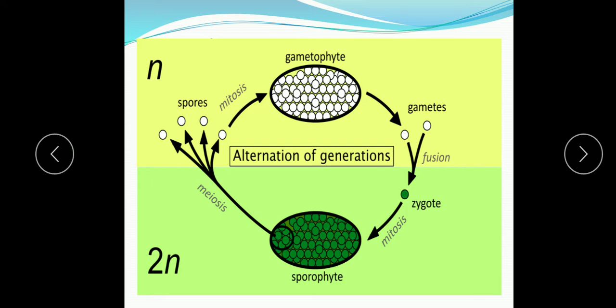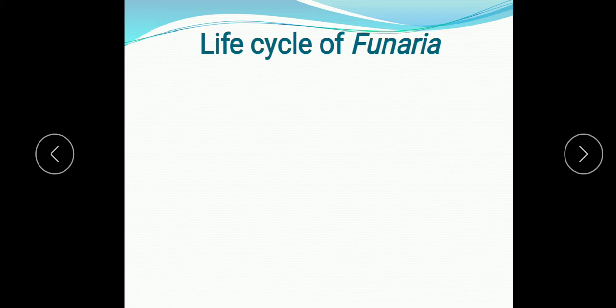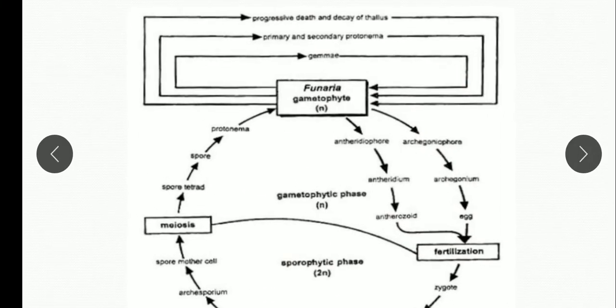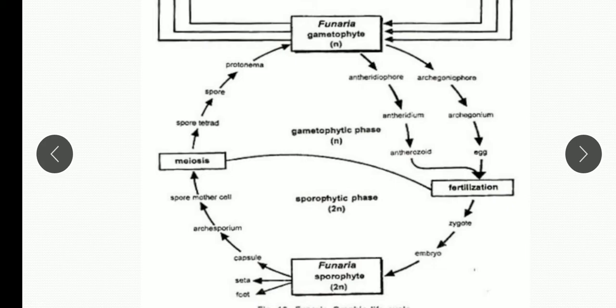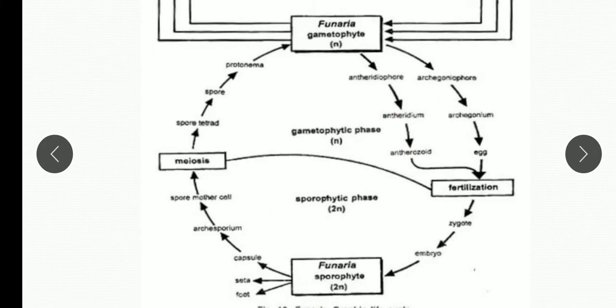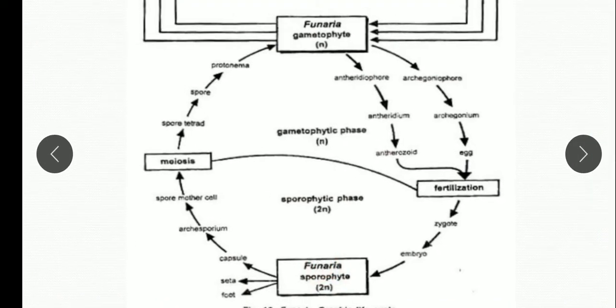Now we will study the life cycle of Funaria. In the life cycle of Funaria, we will study both these stages. So what are these stages? I will show you here. As I said, in Funaria the gametophyte is the haploid, that is n, you can see, and the sporophyte is the diploid, that is 2n. So this sporophyte is the diploid condition here.